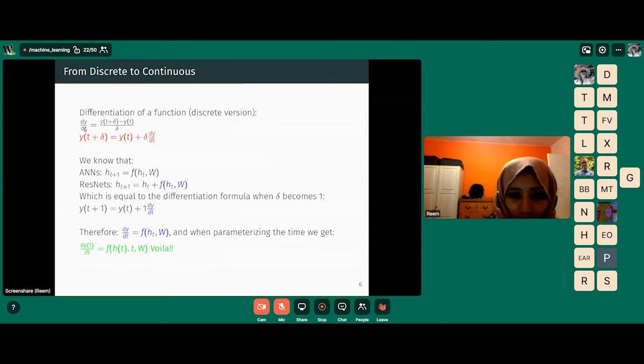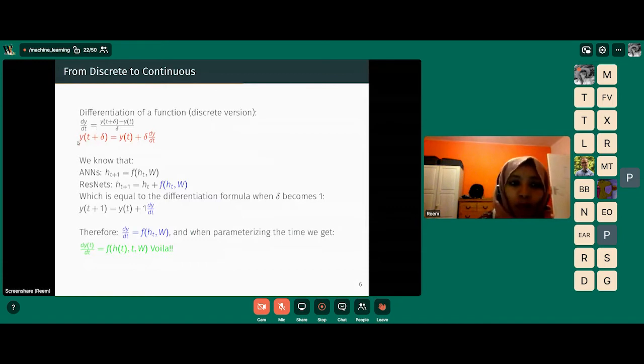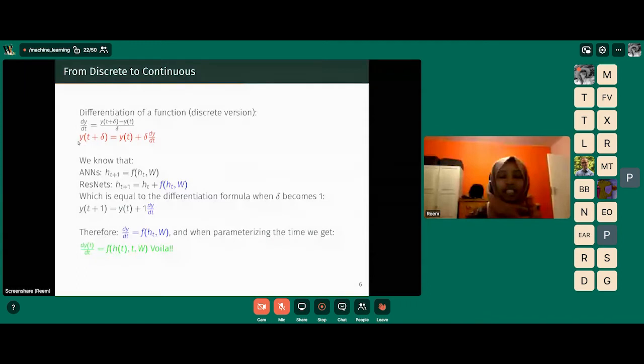First of all, we know that the differentiation of a function, in this case I will be just looking at the discrete version, is given by this formula, right? I hope that you remember this formula from maybe high school. It's given by some value y that is changing over time, that's why we are using dy by dt. This is defined by the change in the value of y, which is y of t plus some change, delta, minus the earlier state of the system, y of t, and then everything is divided by delta, which is the change.